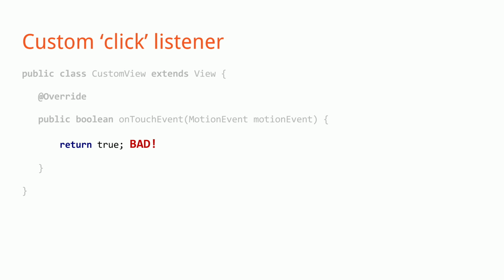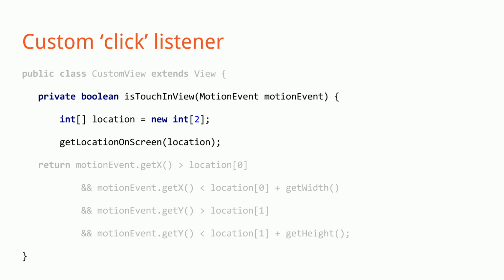So we don't want to do that. Something a little bit better here would be if we return whether or not the touch that we got was actually in the view. So we could go in a little deeper and see how this is implemented. The good thing is we also have this method called getLocationOnScreen, which returns where the view is as opposed to the screen.